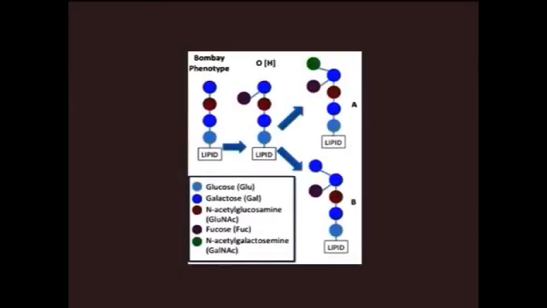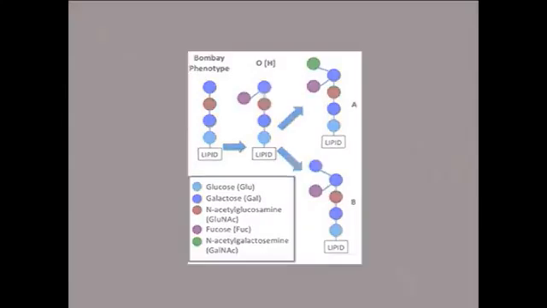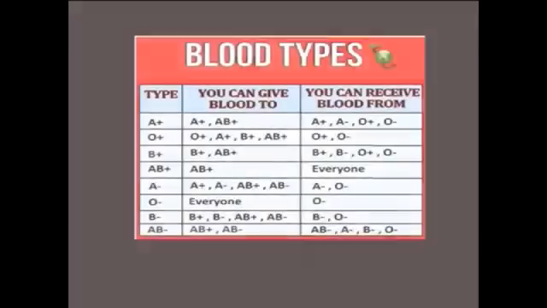Structure. The schematic structure of the blood group oligosaccharides are shown. The various blood group types and the blood groups to which they can donate blood or from which they can receive blood from are shown in the diagram.